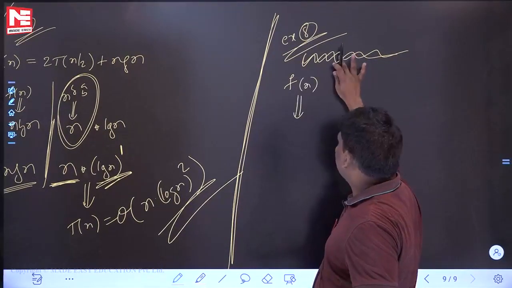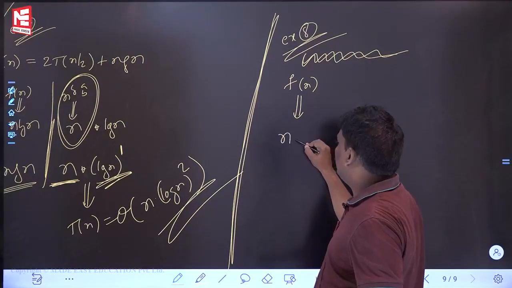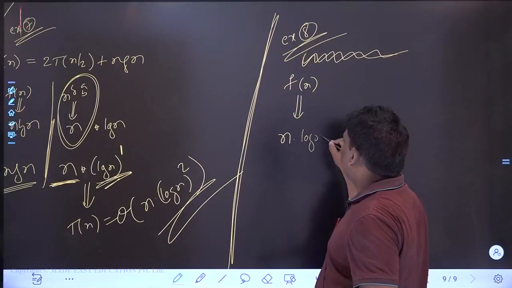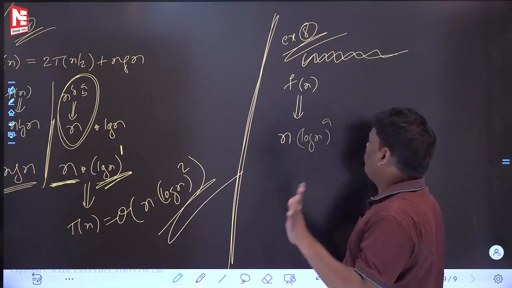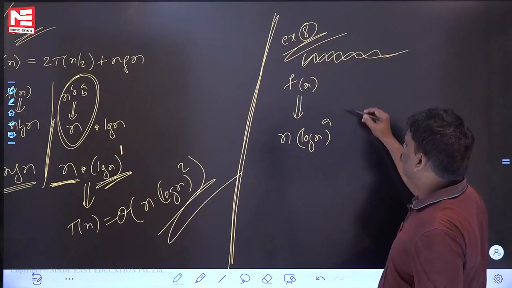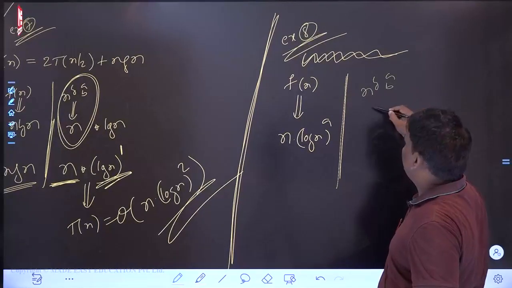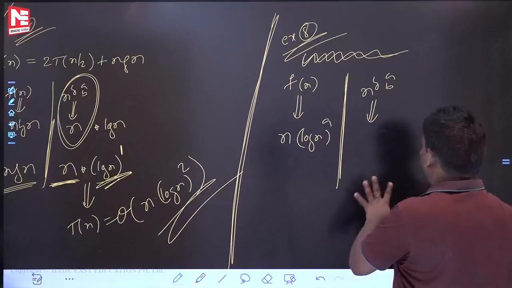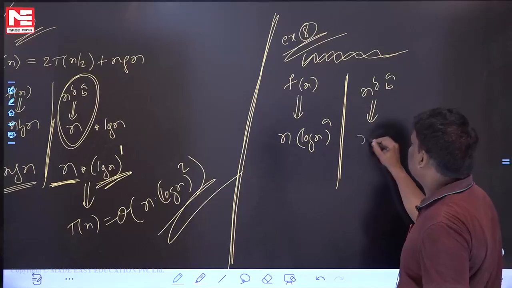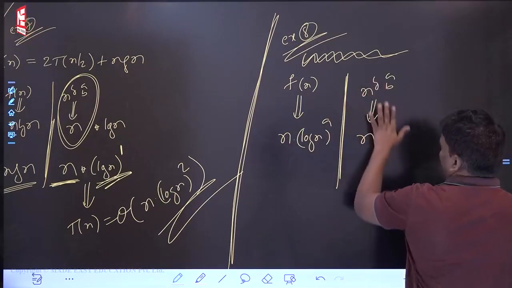Listen carefully. In this recurrence relation, let us assume that Fn is n into (log n) whole power 9. That is Fn. Next one, n power log a base b. Assume that this is n. Fn is this much, n power log a base b is this much.